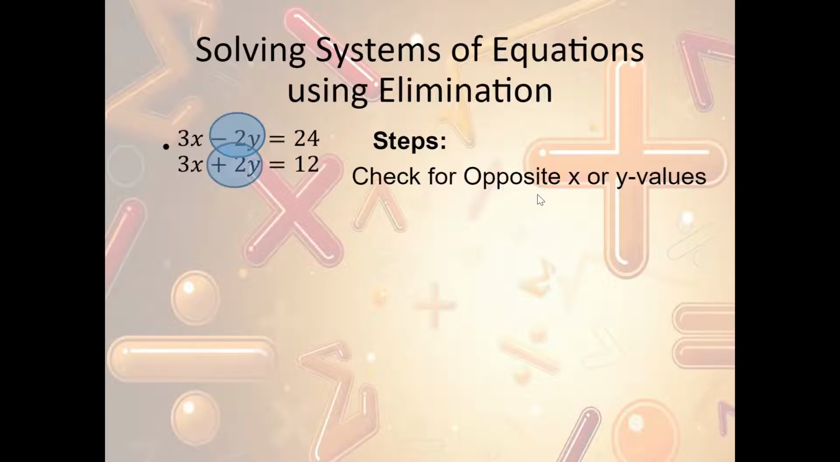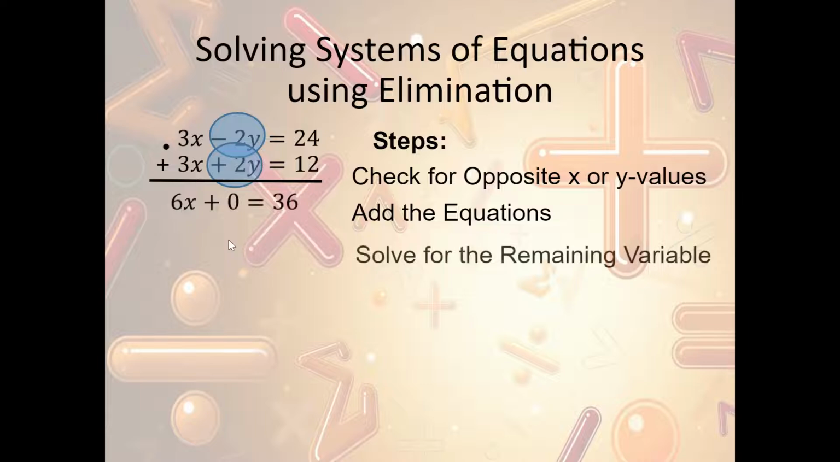If we have opposite x or y values, we're going to add the equations together. We're going to add the entire equation. We add 3x plus 3x, and we get 6x. Negative 2y and 2y is equal to 0, right? That's the elimination part. We eliminated the y's. And then 12 plus 24 is 36. So we end up with 6x is equal to 36. Now we're going to solve for x. 6 is being multiplied by x, so I undo it by dividing. We divide both sides by 6, and we get x is equal to 36 divided by 6 is 6.